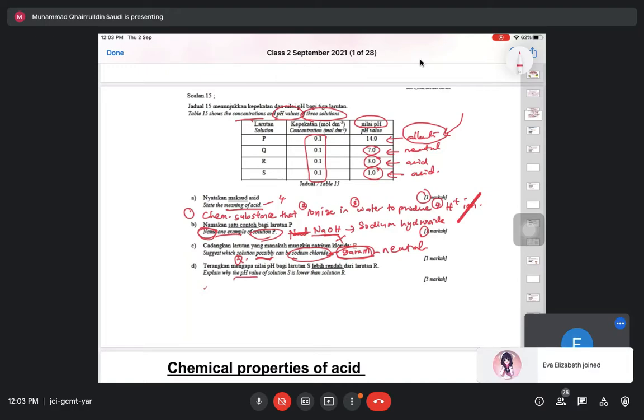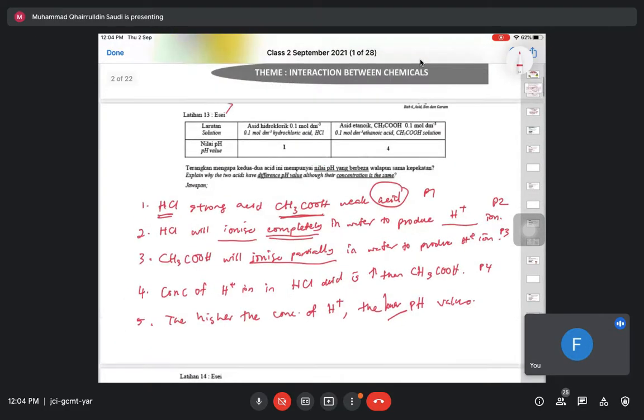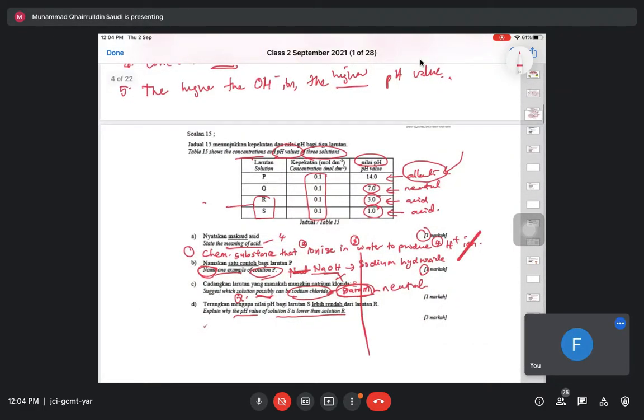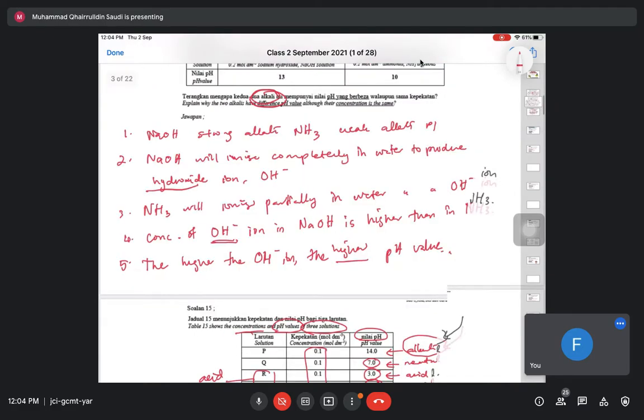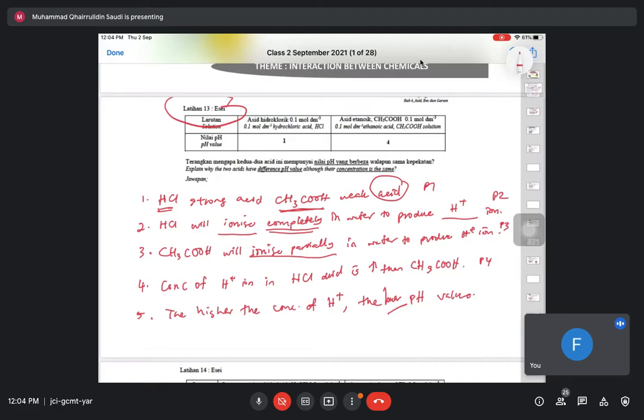Okay. Next, D. Explain why the pH value of solution S is lower than solution R. Okay, S and R. So this is just the same as the previous one, because solution S and solution R are acid. So at this time you cannot just copy this one. Tak boleh tulis hydrochloric acid dengan ethanoic acid. You have to use S and R solution. Faham tak?